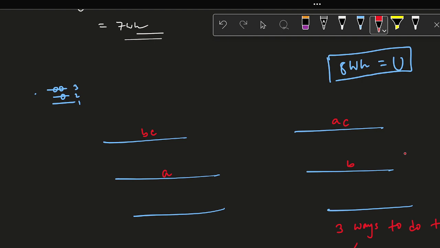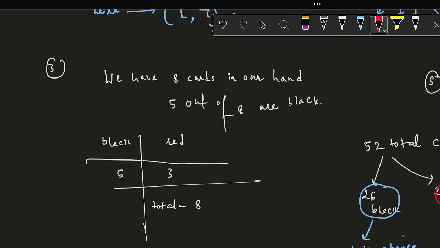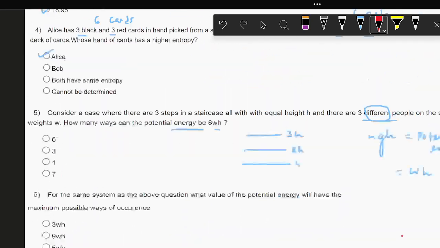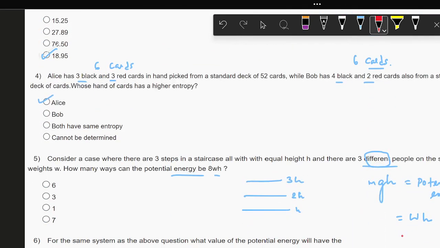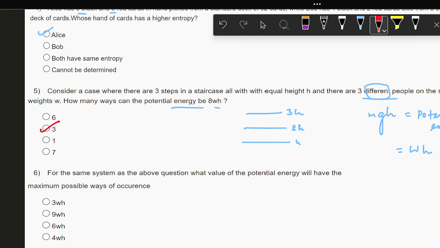But because there are three different people, there are three ways to do this. To get the 8Wh, the answer is there are three ways to arrange the people like that. And I have just told you how. Okay, so this is a very important point of these kind of problems, that you have to look at the question very carefully, that they have mentioned not identical but three different people. Okay, so let us mark the answer now. It is 3.